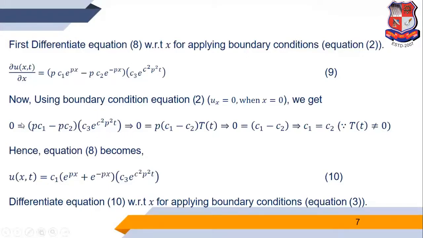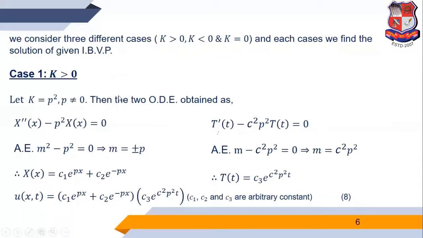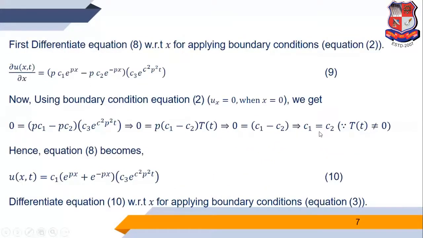So this implies 0 is equal to p times (c1 minus c2), and this term is nothing but T of t, the solution of T of t. So we write T of t. So 0 is equal to c1 minus c2, because p is not equal to 0 and the solution T of t is also not equal to 0. So we get c1 is equal to c2. So we apply the first boundary condition for the k greater than 0 case, and we get c1 is equal to c2.